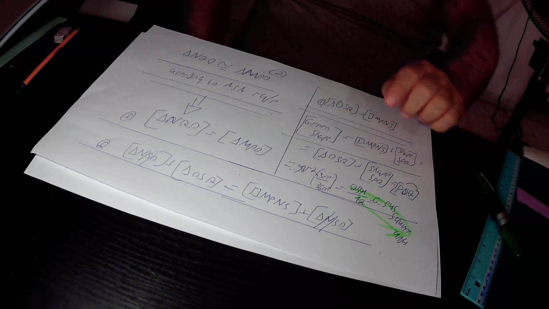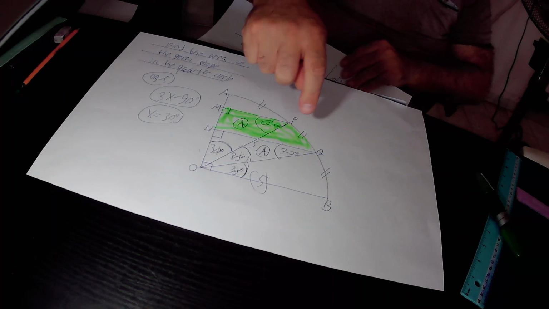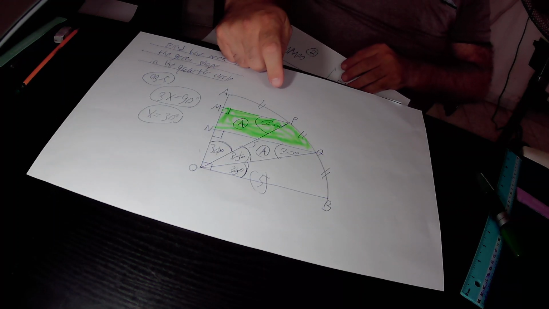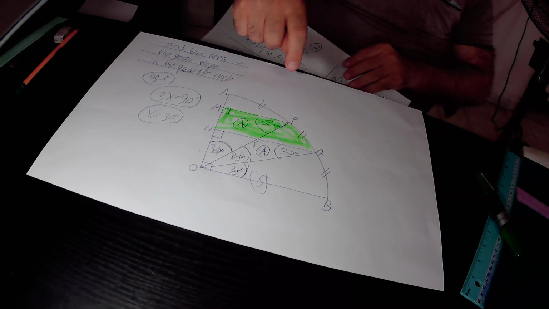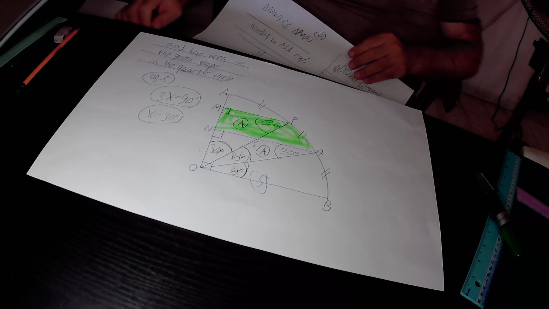So in total, we found that the area of this green shape equals 25 pi over 12 square units, or in terms of numbers, the area of this green shape equals 6.545 square units. Okay, thank you very much.